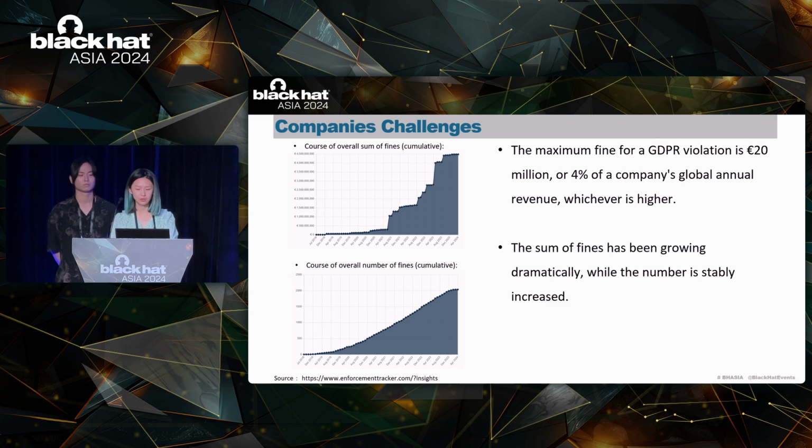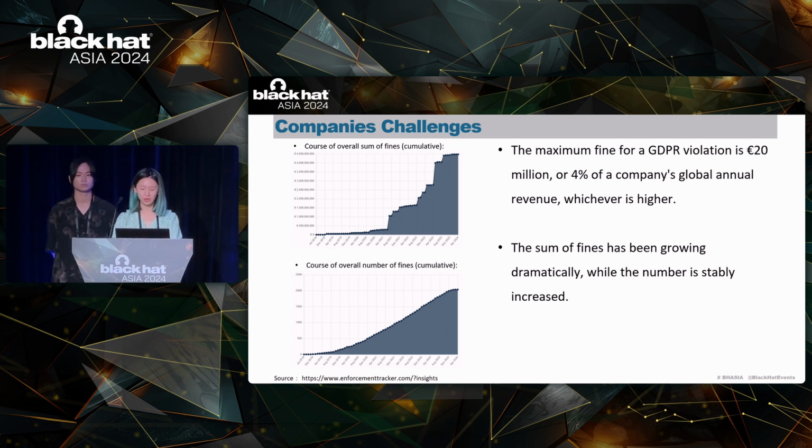It's also important to recognize the serious consequences of non-compliance. GDPR violations can result in hefty fines, which have a severe impact on companies' finances. The maximum fine for a GDPR violation is 20 million euros or 4% of a company's global annual revenue, whichever is higher. So they can have long-lasting effects on a company's bottom line. From the cumulative graph on the bottom left, you can see that by December 2023, though the number of fines is steadily increasing, the sum of fines has been growing dramatically. I won't speculate here, but you can do the math.